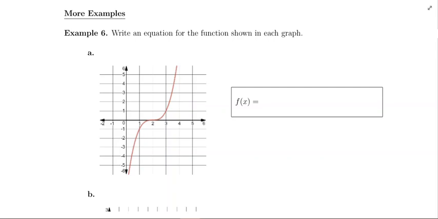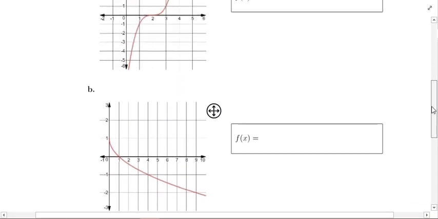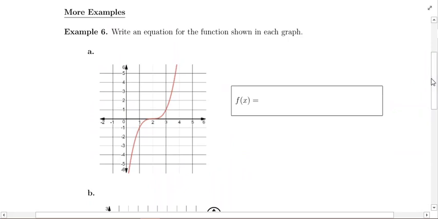Okay, so in example 6, you are given a couple of graphs and it says write an equation for the function shown in each graph. So let's see. Here's our first function and then we've got another one there. So we are going to have to come up with the formula for the graph that is shown in the picture. And the great thing about an example like this is you can check yourself. If you come up with your equation, you can pop it into the calculator and see if you get the same picture. If you don't, try something else. Okay, so let's get started here.